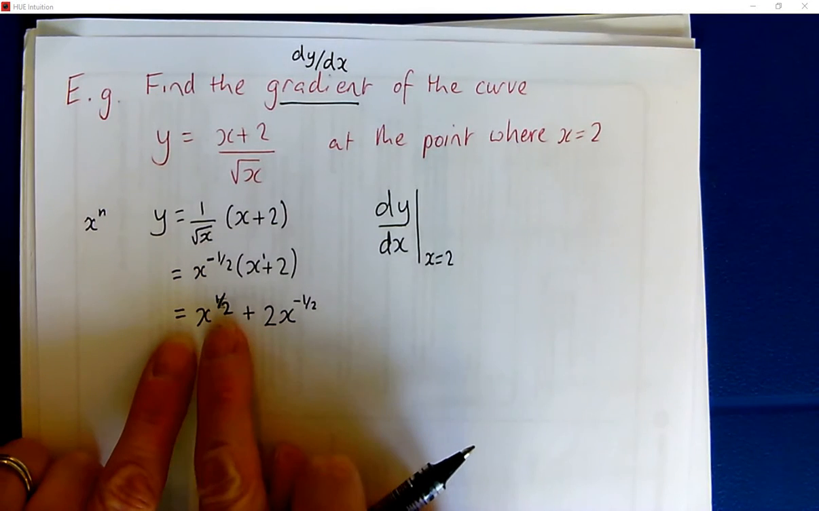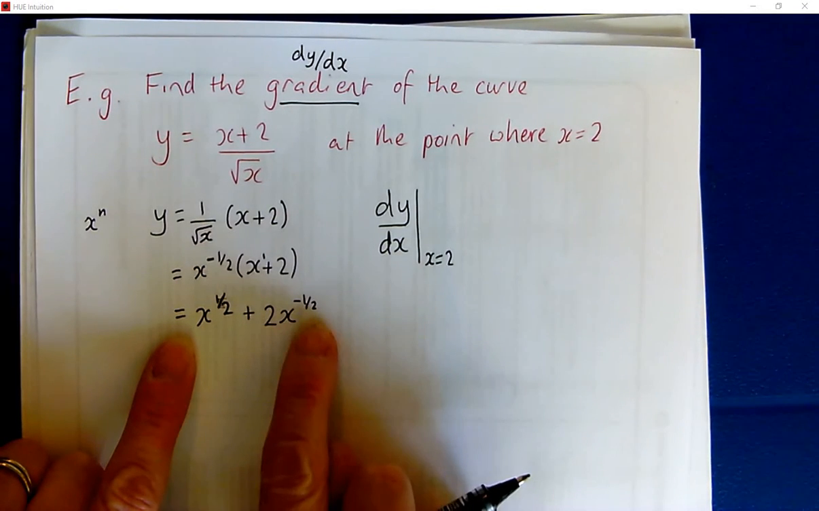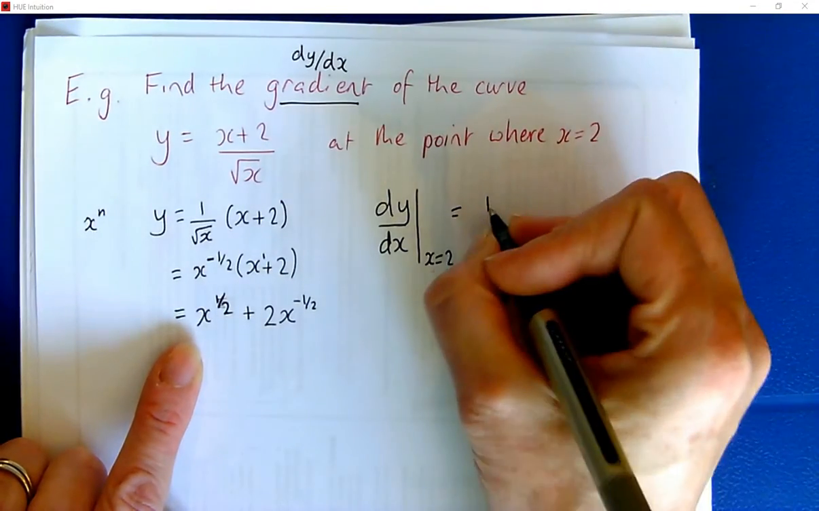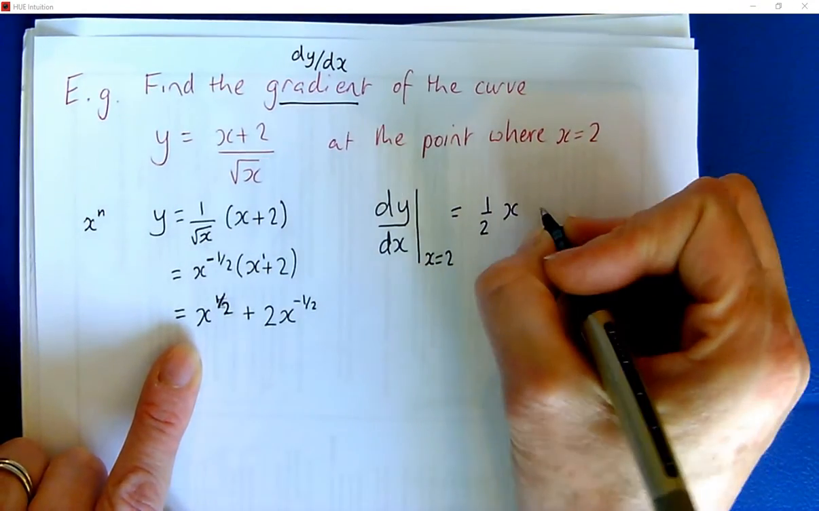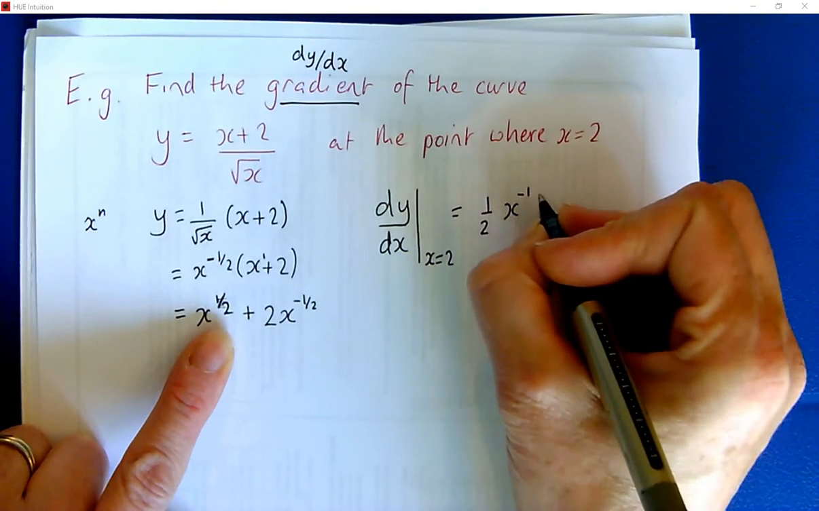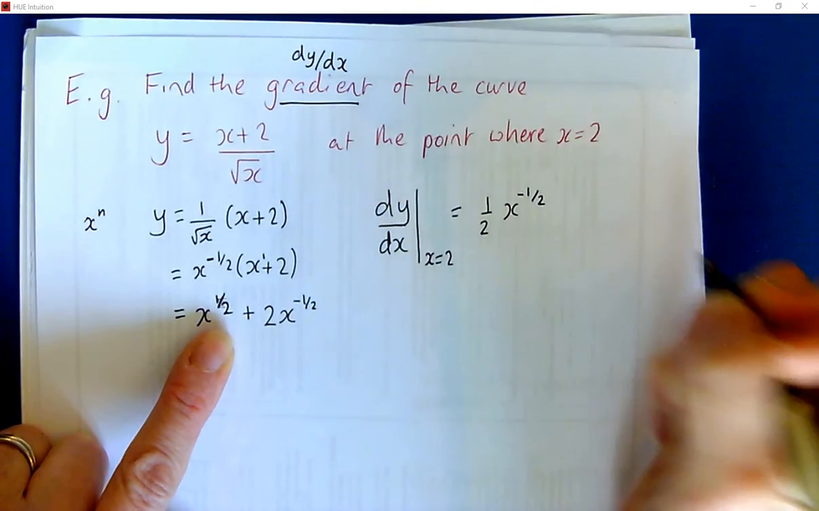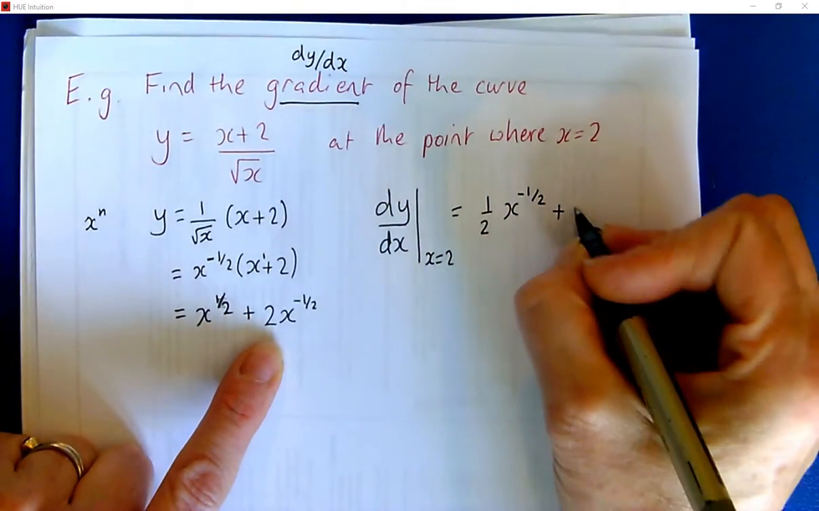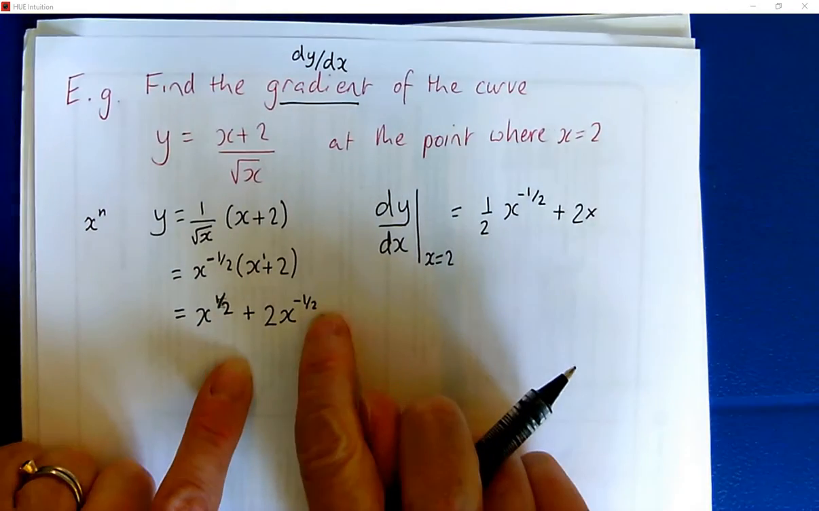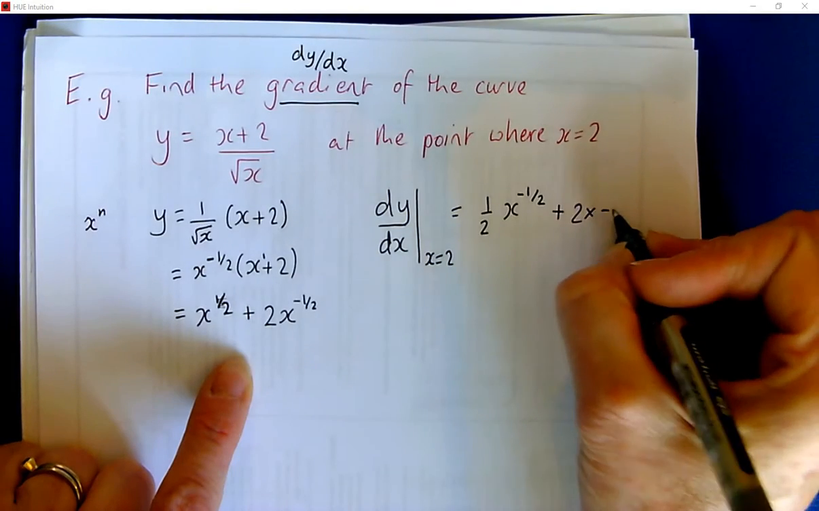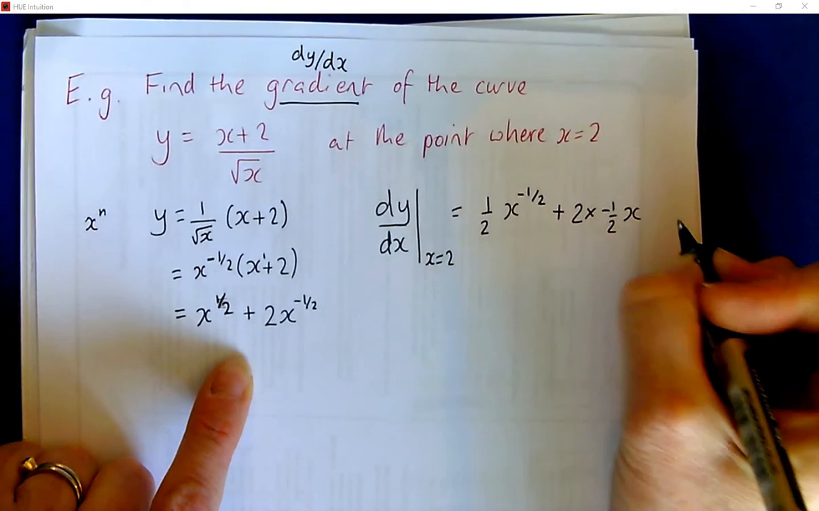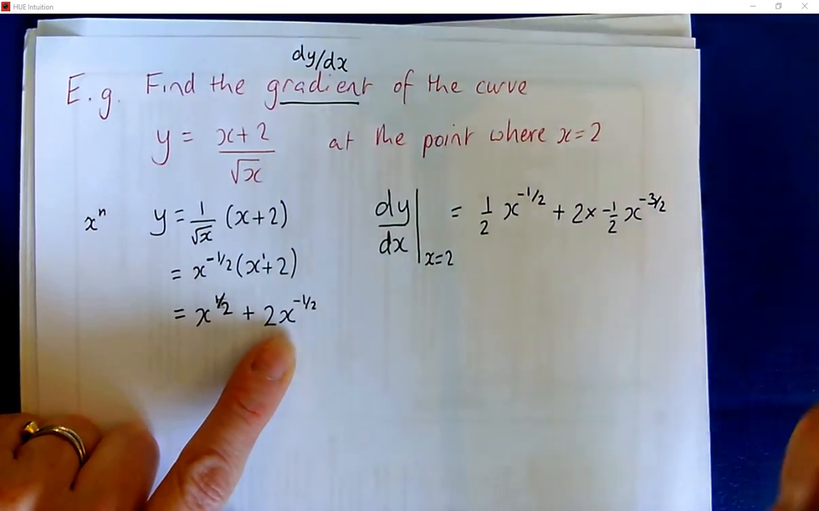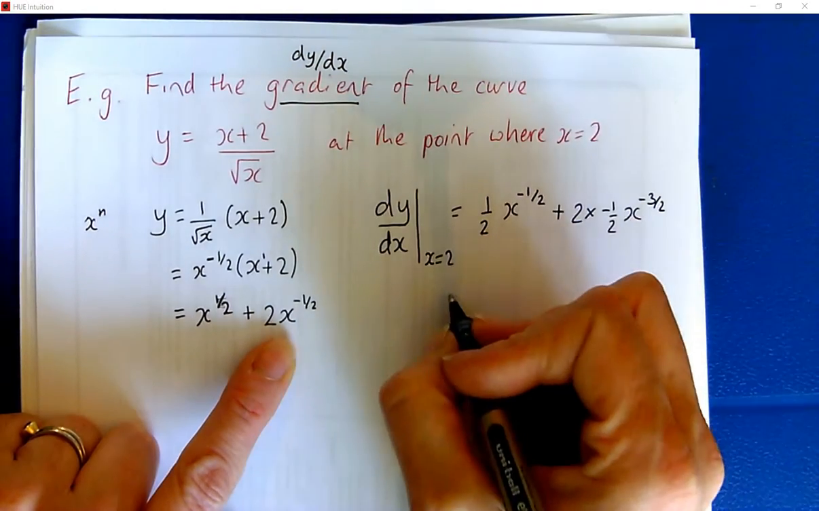We've got x to the n plus something x to the n. Okay, so let's start with x to the half. So we bring the power down, we multiply by x, and we reduce the power by 1. So a half take away 1 is negative a half. Then we've got plus, we've got 2 times x to the negative a half. So bring the power down, we write x, and then we reduce the power by 1, so we get negative 3 over 2 there. And let's just tidy that up.